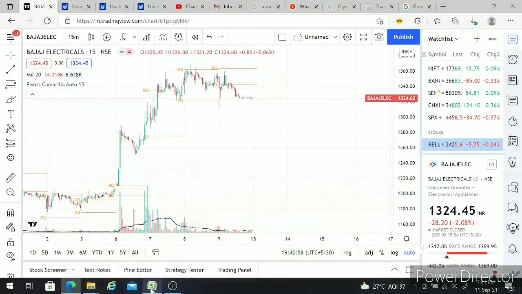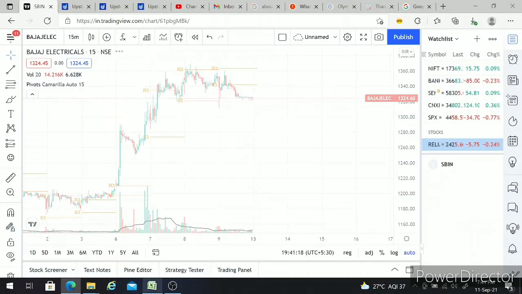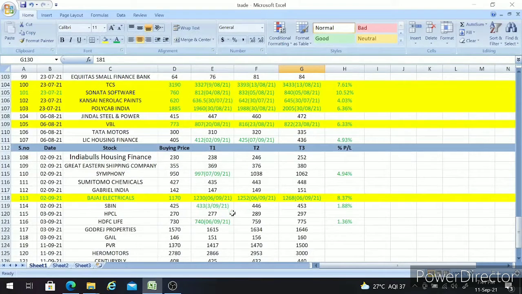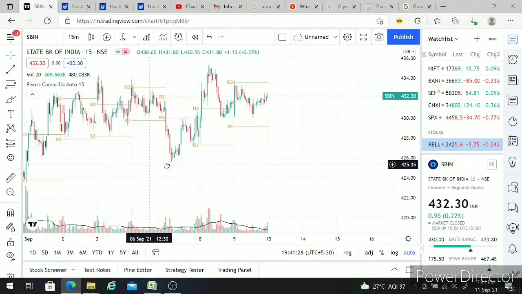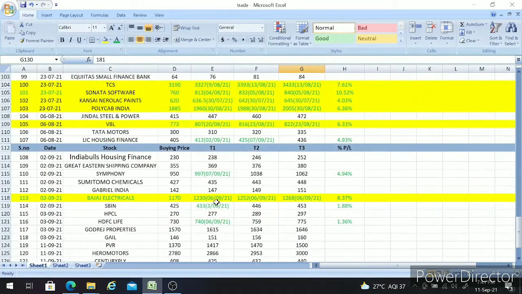Okay, and if you want to select any one other, we'll see this SBIN. SBIN also got achieved, no? So we'll check that one also. Yes, for SBIN, the first target got achieved on the 3rd of this month, and I gave the buy call on the 2nd. T1 got achieved the next day itself, that is 433. We'll check on the 3rd. You can clearly see it went till 434.2, and my first target was 433. That means it crossed the first target.